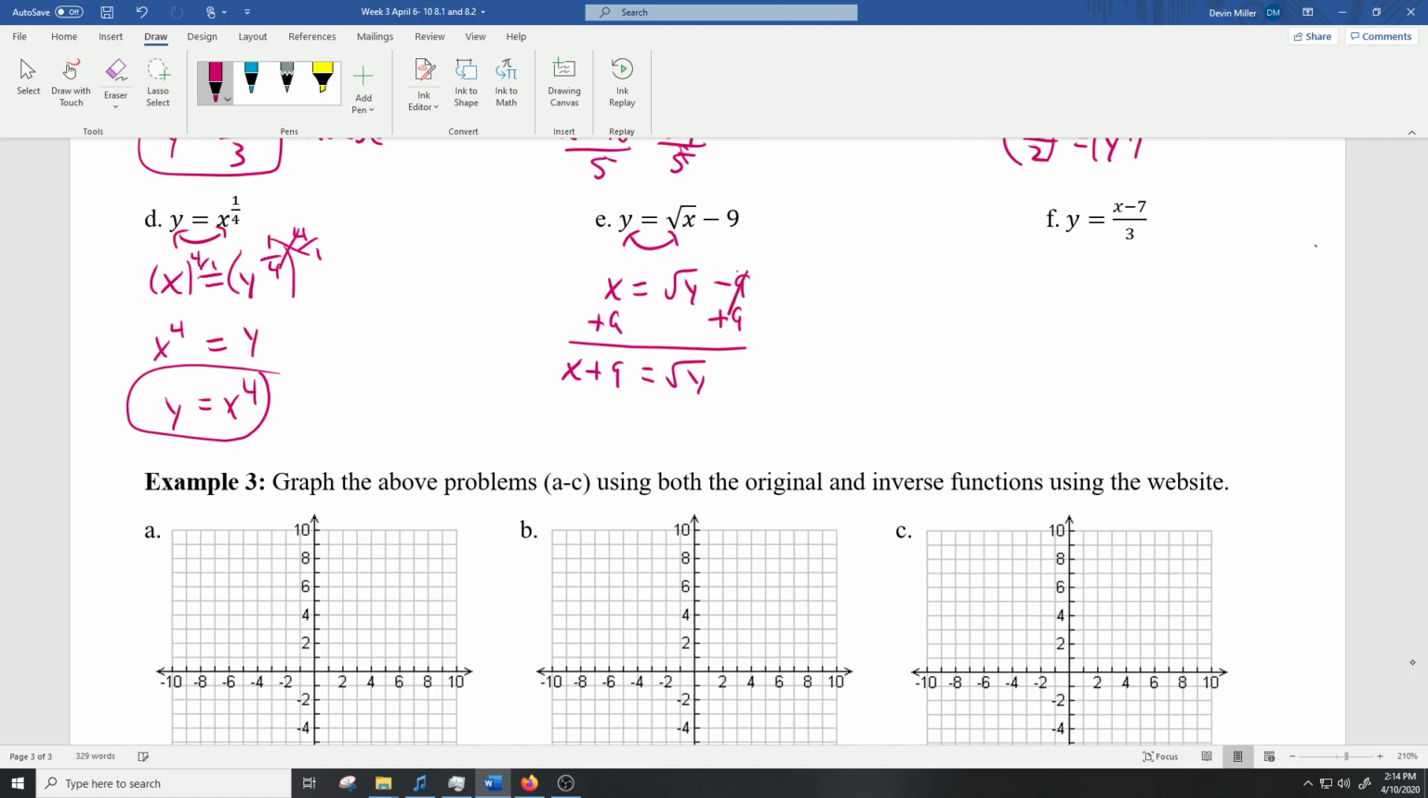These will cancel. How do we get rid of a square root? That's the same thing as having the 1/2 power. To get rid of a square root, as if there's like a little 2 here, you have to square both sides.